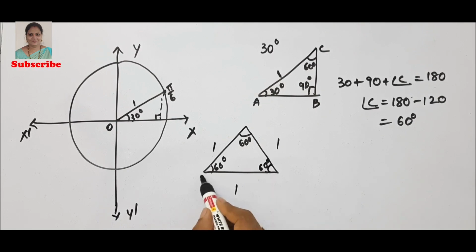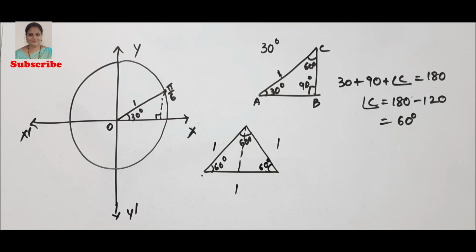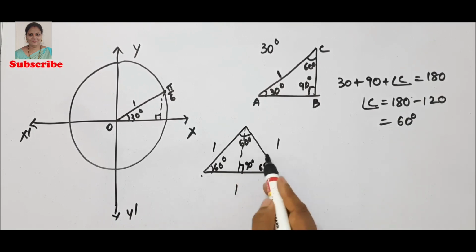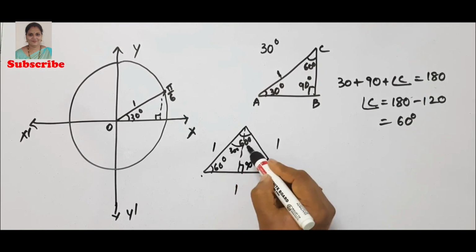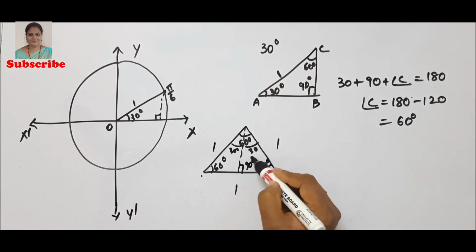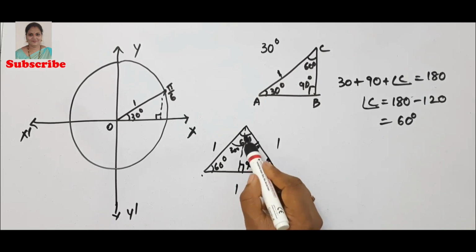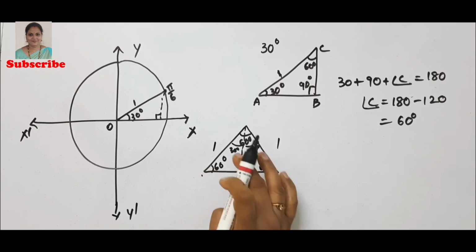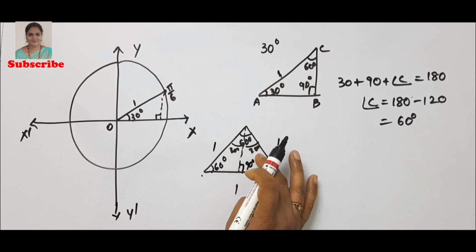Now draw a perpendicular from here to here. This becomes 90 degrees. When we splitted this triangle into 2 triangles, then this angle becomes 30 degrees. Then this angle becomes 30 degrees. Angle of this triangle becomes 30 degrees. Understood? I just drew a perpendicular from here and splitted this equilateral triangle into 2 triangles. So this angle became 30 degrees and the angle of this triangle became 30 degrees.